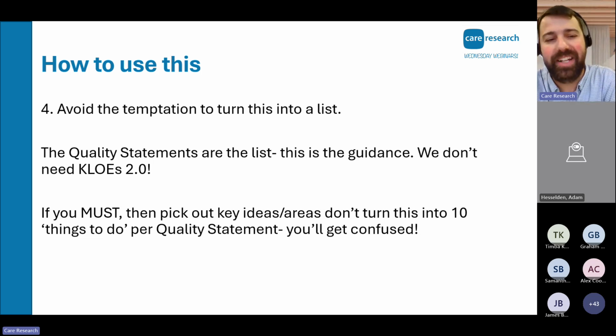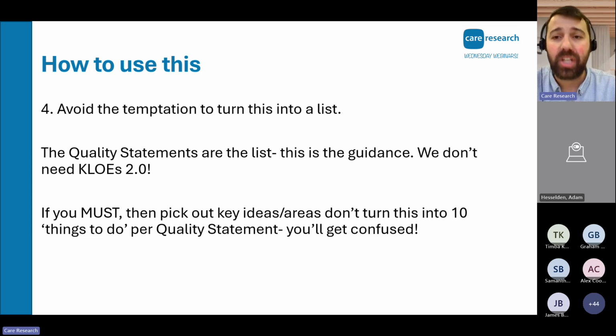Please don't do that. A couple of reasons. We don't need key line of inquiry 2.0. That is something that I think we need to move away from. The reason as well is because actually as a list, it's probably not going to be that useful. It's probably not going to be that helpful, because whilst it's giving you the areas, the detail is up to your service. If you must do some kind of organization, pick out the key ideas, but don't turn them into things that must be done.